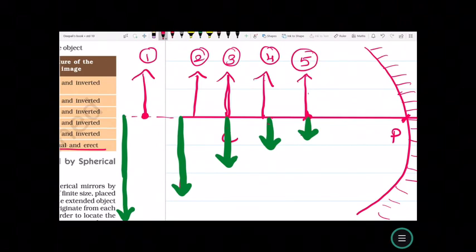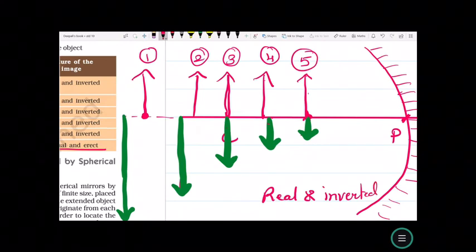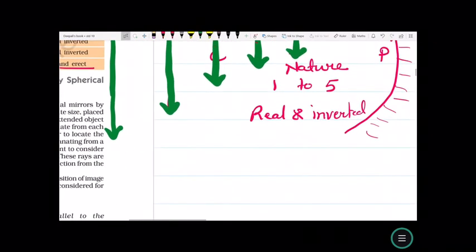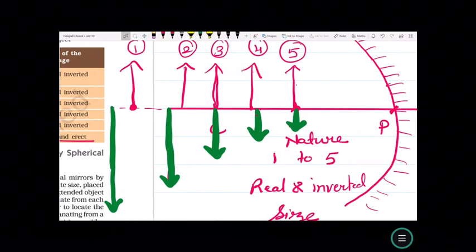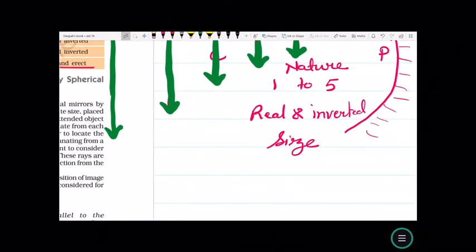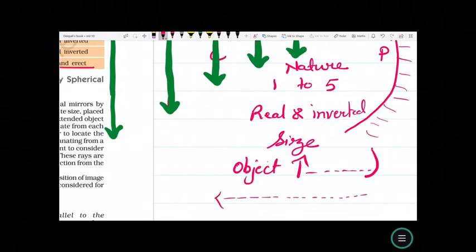These are the 5 positions, and you can see the image is always inverted and on the same side of the object. So the nature of the image will always be real and inverted for the first 5 positions. This is the nature. Position we already understood, and size we know that as the object comes closer to the mirror, the size of the image becomes larger and larger than the object. So as the object moves closer to the mirror, the image will go away from the mirror, and it will become larger.